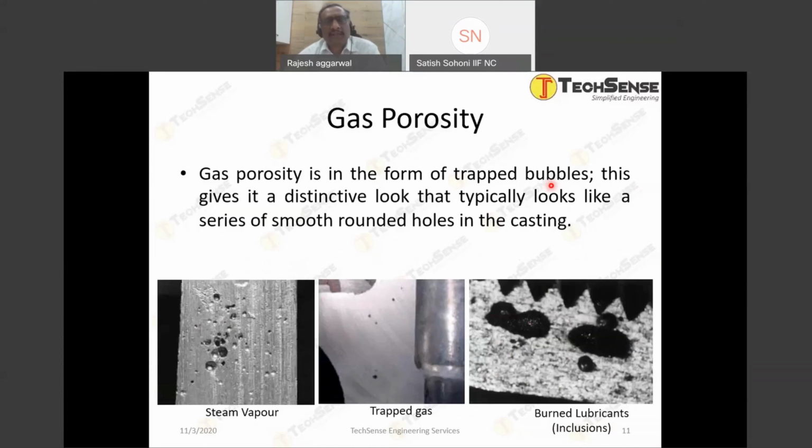Gas porosity is in the form of trapped bubbles, and it gives a distinctive look that typically looks like a series of smooth rounded holes. You can see a smooth shining surface, right? Even inside the hole, you will see a shining surface. That shining surface is mainly because of the gas, of the vapor, right? There are basically three types of gas porosity: steam, vapor, trapped gas, or burnt lubricants or inclusions.